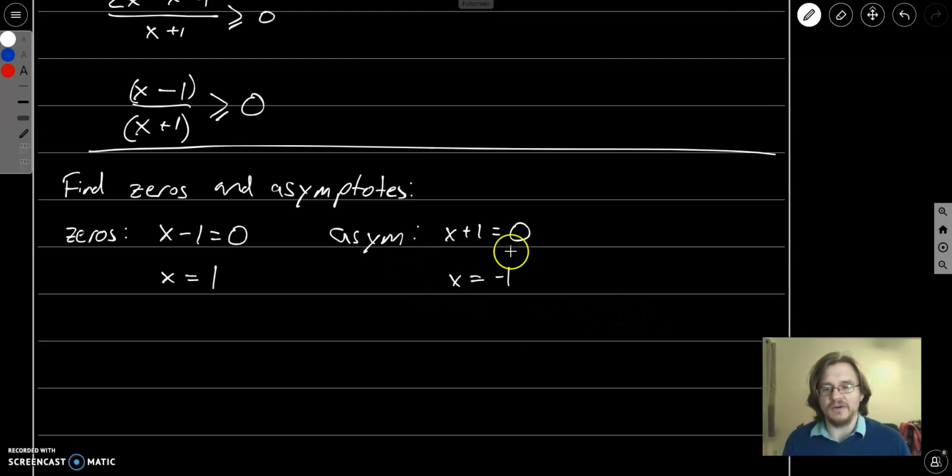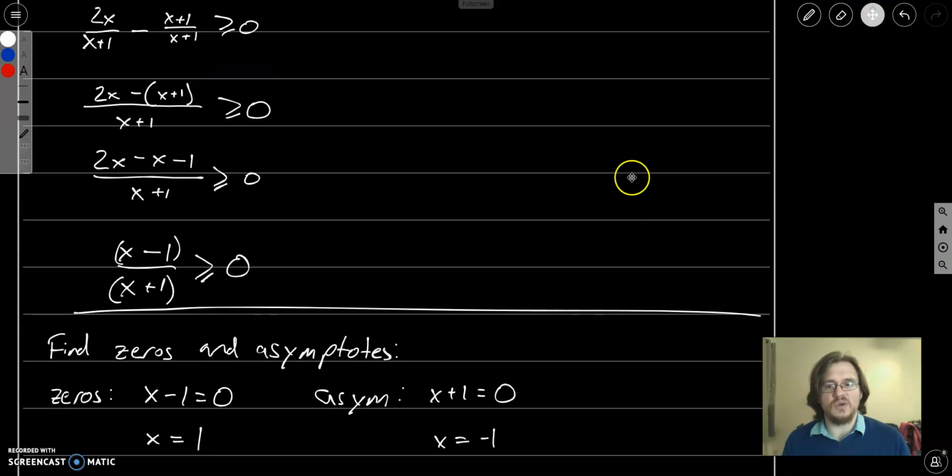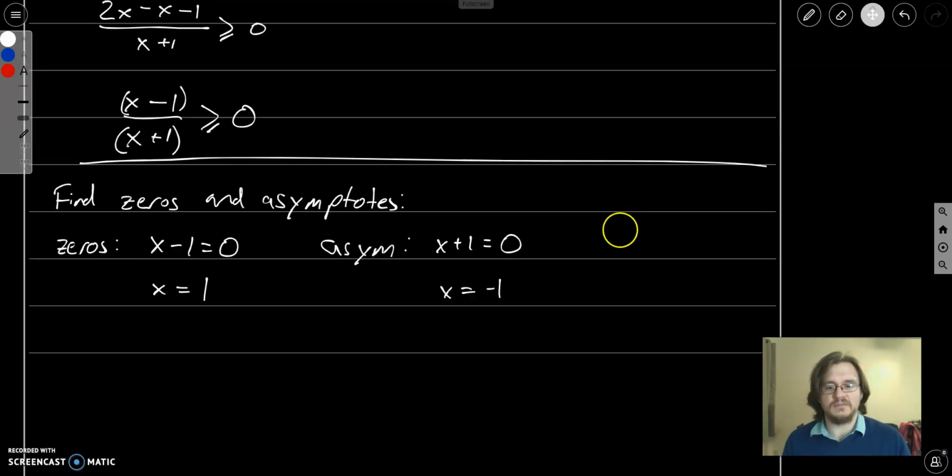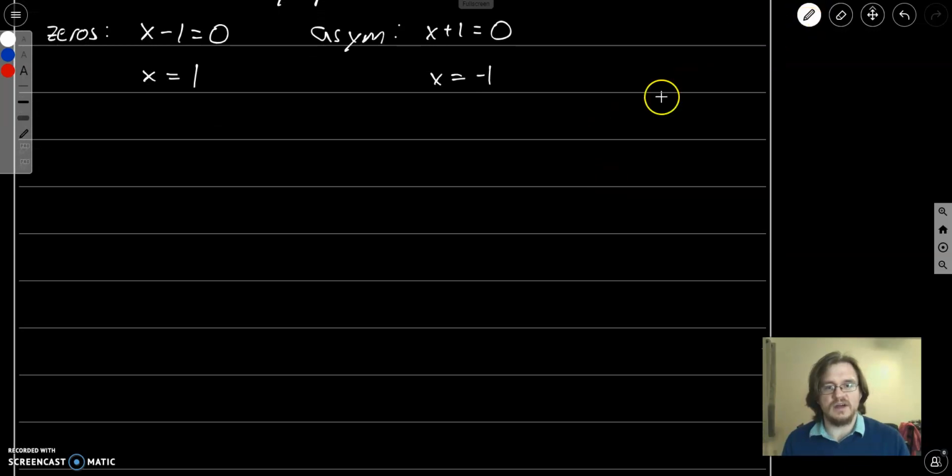So our function is going to have an asymptote at x is equal to negative 1, and is going to cross the x-axis at x is equal to 1. So if I draw my number line, we'll have 0, we'll have negative 1, and we'll have 1.